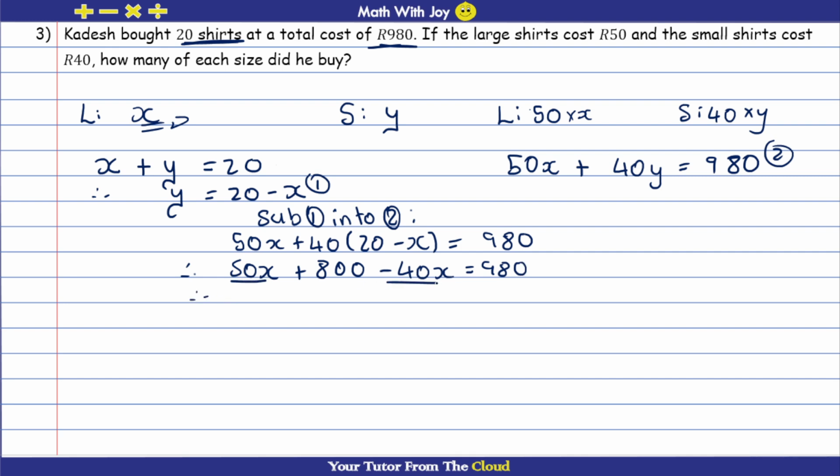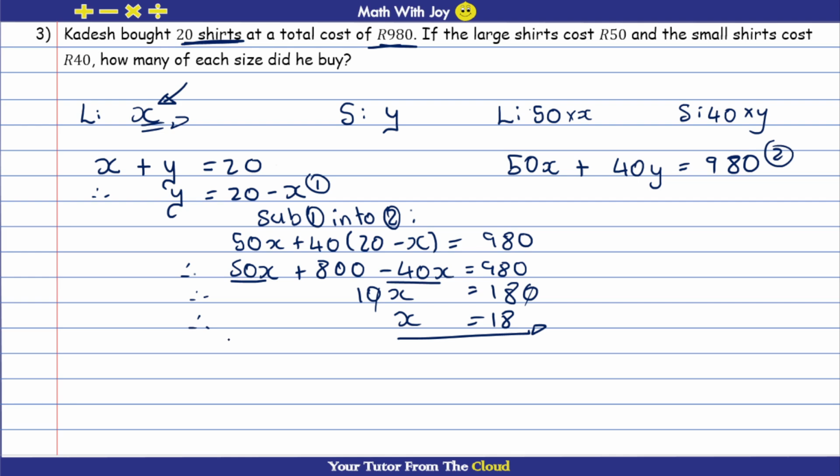Therefore, these are the like terms here. They're going to give us 10x. Then the 800 is going to go over to the other side. We're going to get 180. And then we have to just cancel out, divide by 10 on both sides. So we get 18. So remember, the x was for the large shirts. So there were 18 large shirts that he bought.